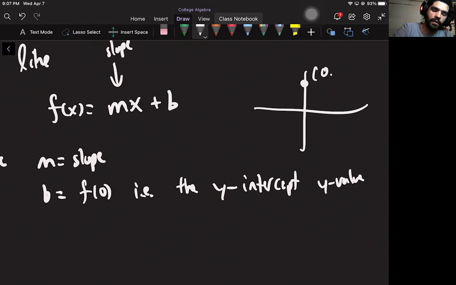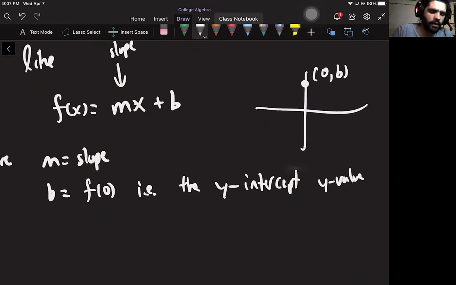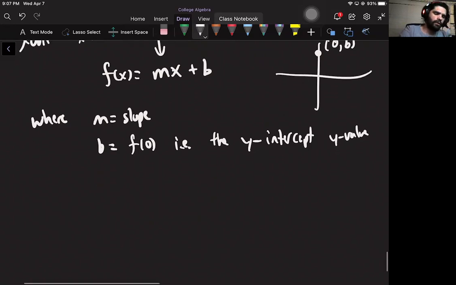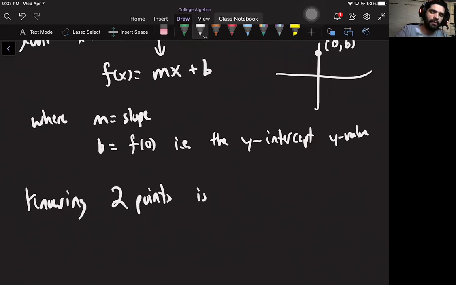So it'll look something like this. (0, b) is where the linear function touches the vertical axis. But we'll figure out how to get b very easily, so don't worry so much about this yet. The point is that knowing 2 points, like we just saw in the previous example, is enough to determine a linear function.